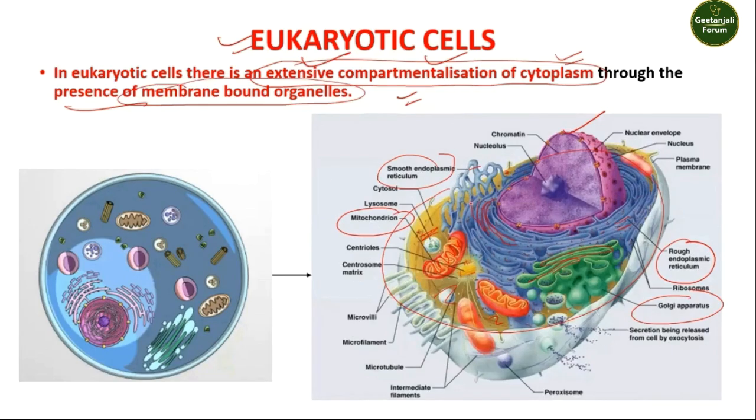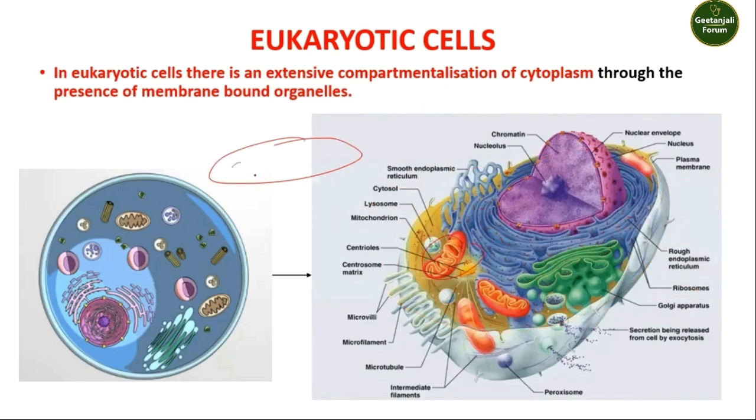It means all the organelles which are found in eukaryotic cells, they all have membranes. For example, in a mitochondria, there is a membrane present like this. This is a membrane in the endoplasmic reticulum as well. Due to these membrane-bound organelles, compartmentalization of the cytoplasm occurs in a eukaryotic cell.